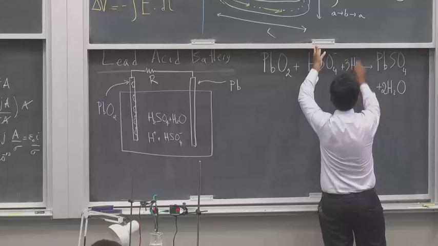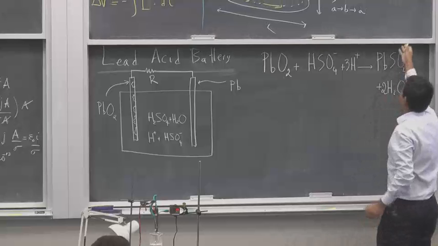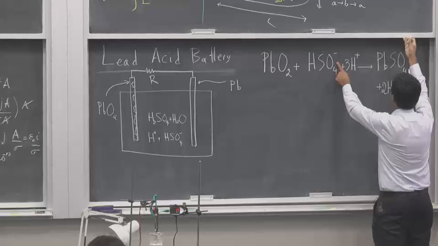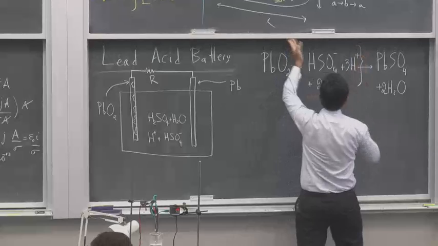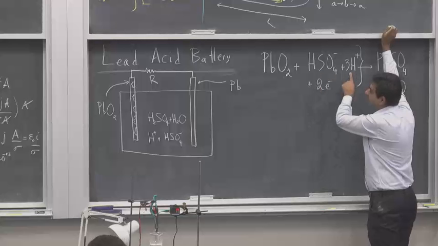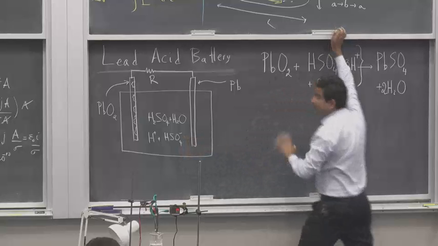Now let's look at it. So the chemical elements are neutralized. So let's look at the charges. I have 2 positive charges here. So I must also have 2 electrons here. So let's look at this reaction. Lead dioxide is reacting with the bisulfite ions in the presence of protons, which are present inside this electrolyte, and two electrons are coming in from somewhere.